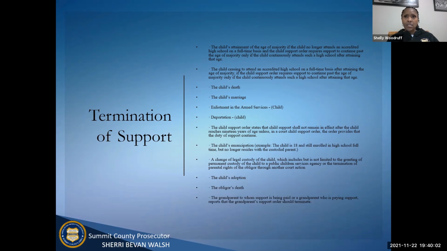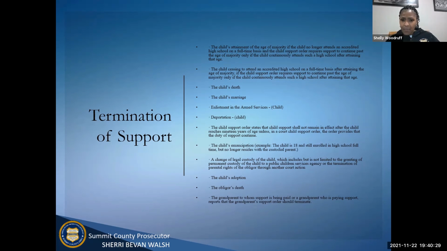In some cases, courts will, if parents were married and divorced, order it as long as the child is attending college, up until a certain age that parent is ordered to pay support. So those are cases that are typically decided by domestic court or family court. And so we, of course, enforce those cases until they tell us to terminate them.